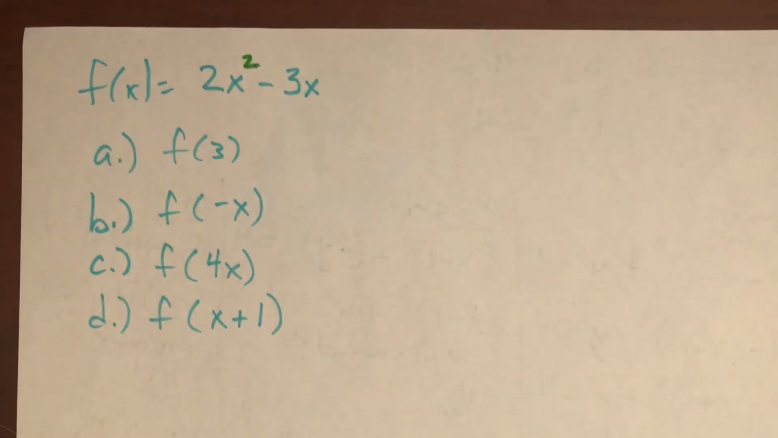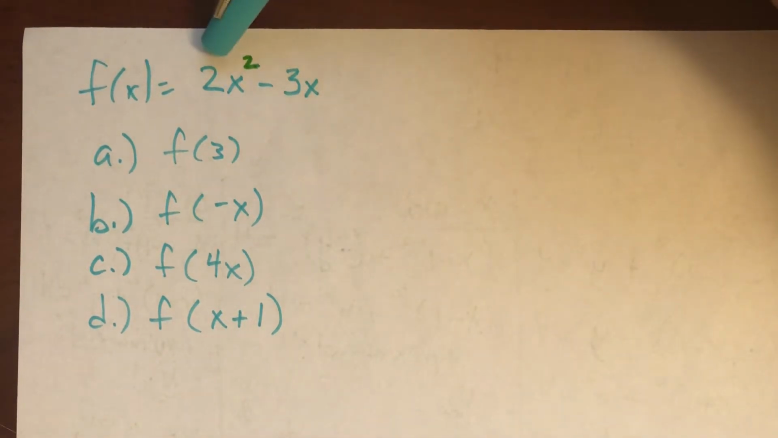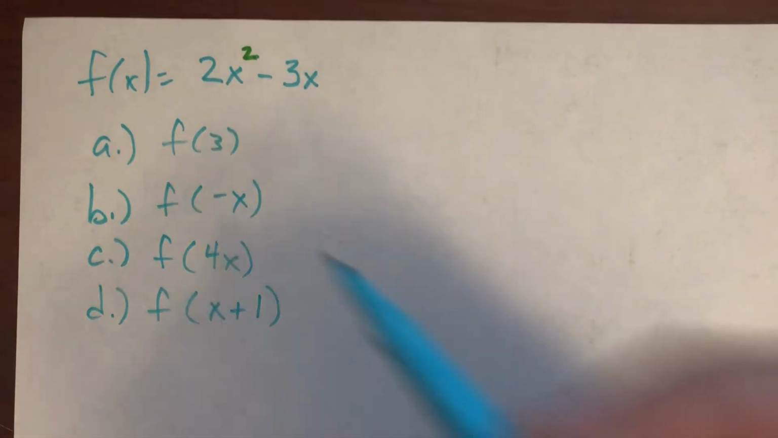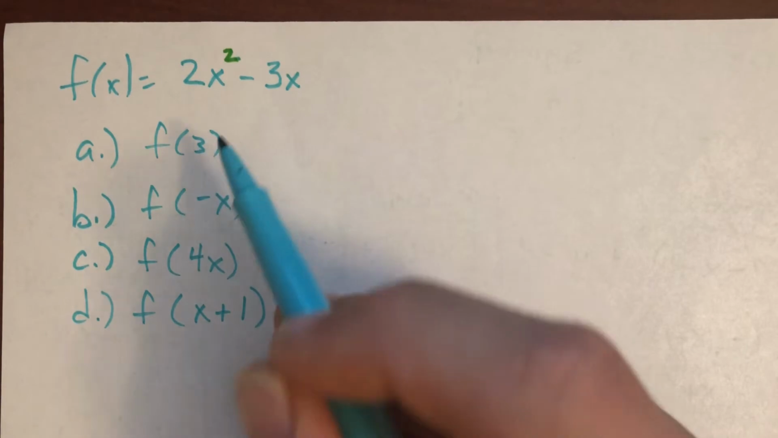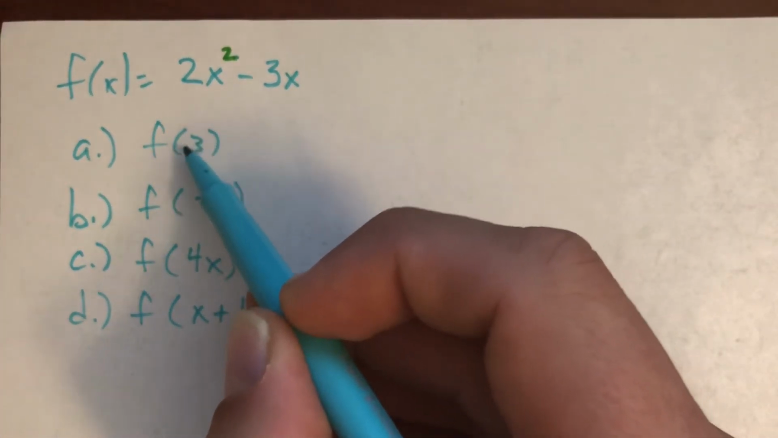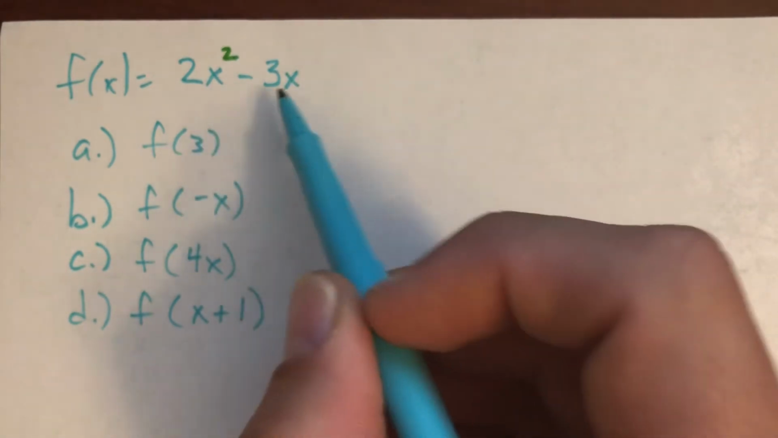Let's look at a function and evaluate some function values. So we've got a nice function here. f of x is 2x squared minus 3x. So what we're going to do to find f of 3, for all of these, we're just going to take whatever is in this position right here, and plop it in there for x.